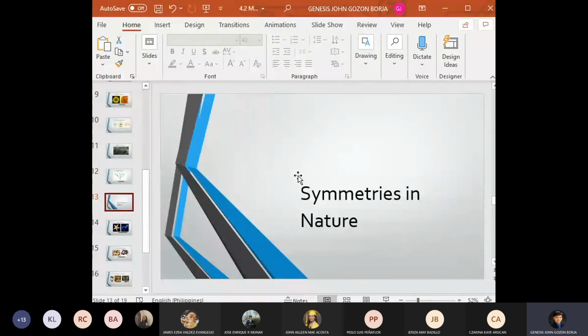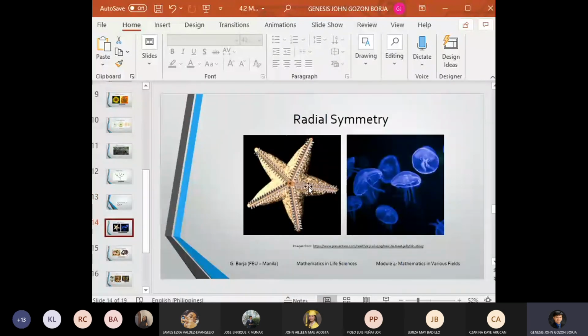Now, we also have symmetries. So kanina inaral natin yung symmetries. So in nature, we have some symmetries that we are very much familiar with. So the radial symmetry. So syempre sa starfish, sa jellyfish, radial yan. So kung ito yung kukuhanin mong section to get the entire symmetry, ay from a fixed center, kaya siya radial. So ganun din sa jellyfish.